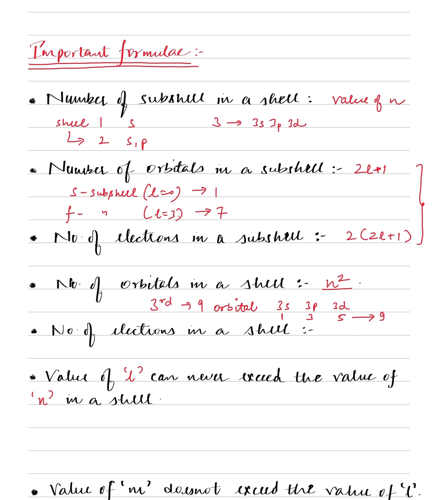So the number of electrons will be twice that. So the number of electrons is 2n square. In any shell, the number of electrons is 2n square, right? So these are the important formulas.